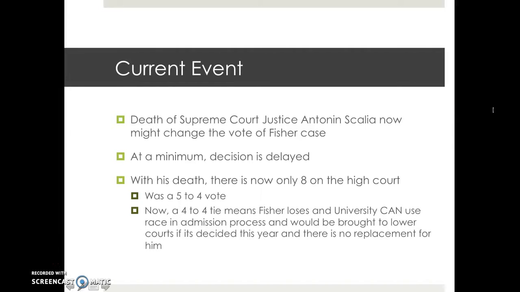So as mentioned before, the Fisher case is still ongoing and a current event. The death of Supreme Court Justice Antonin Scalia now might change the vote of the Fisher case, because he was actually for Fisher and against affirmative action. So at a minimum, the decision of this court case is delayed. With his death, there are now only 8 on the High Court. It was a 5-4 vote. Now it's a 4-4 tie, which means Fisher can lose and the university can use race in the admission process.